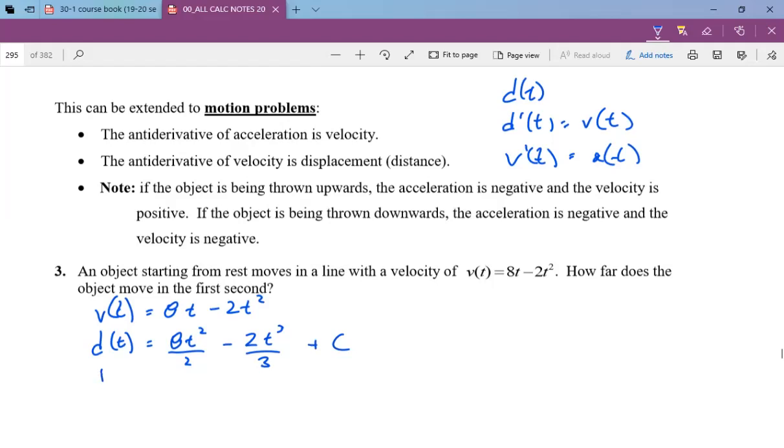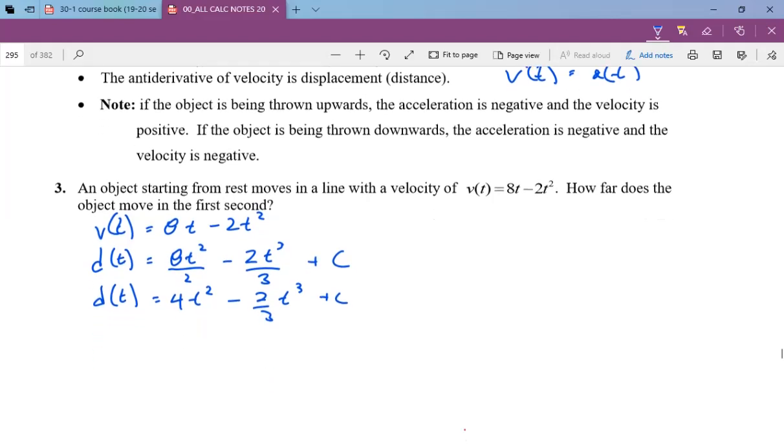So just to clean this up, displacement at t is 4t squared minus 2/3 t cubed plus c.